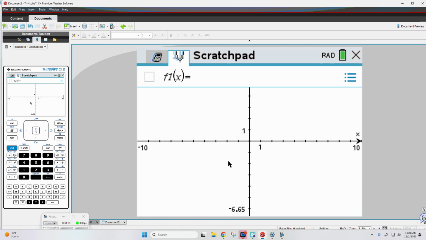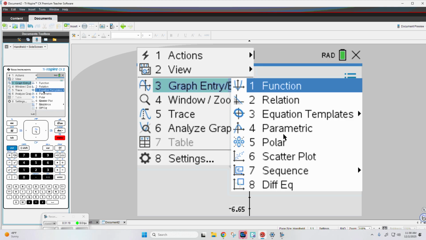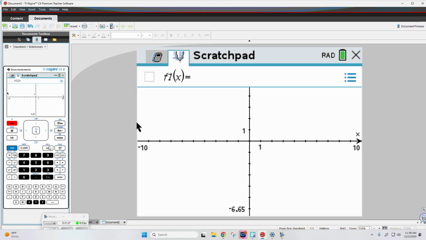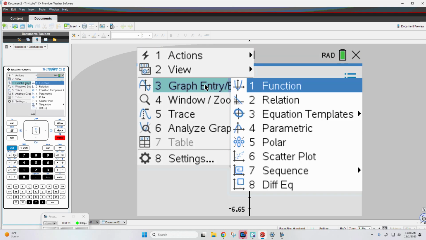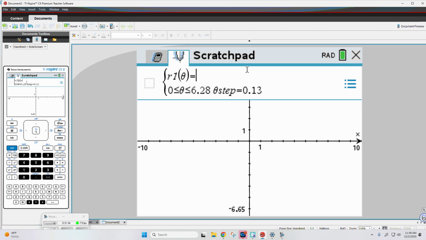So right now, it's rectangular. So I have to tell the calculator that I'm putting in a polar equation. I'm going to go to Menu, then Graph Entry/Edit, and then choose number 5, polar. Okay. So if I want a polar, I go to Menu, Graph Entry/Edit, Polar. And you'll notice r equals. I can put in my function. Now, if you look down below here, this gives you your interval and what kind of radian measures they're going to put in. So what do you think? What does 6.28 represent?